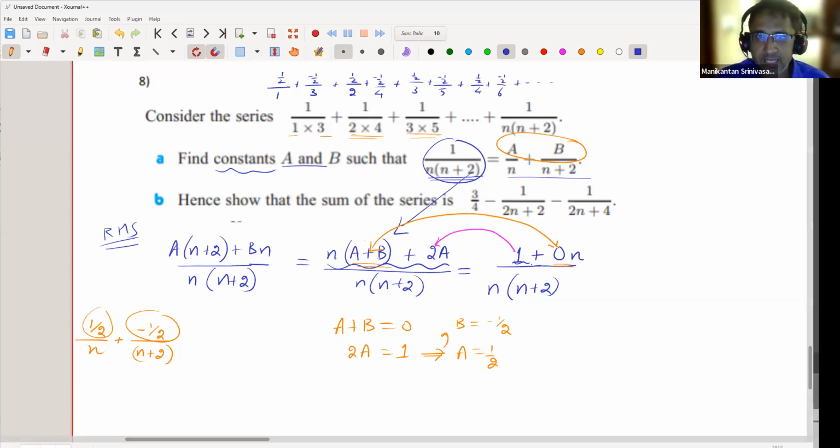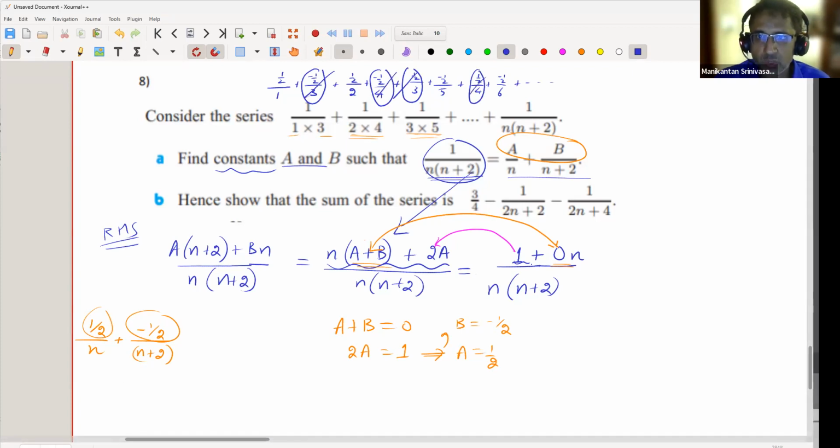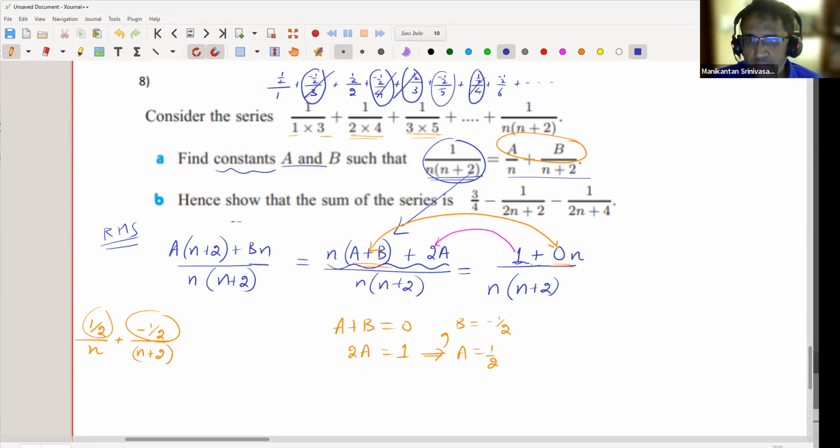Now what's going to happen? The same telescopic cancellation. Minus half by 3 will cancel off with plus half by 3. Minus half by 4 will cancel off with plus half by 4. And so on. All the way, right? And minus 1 by this will cancel with something to come and so on, right? What will prevail would be, again, like we said, the very first and the very last.